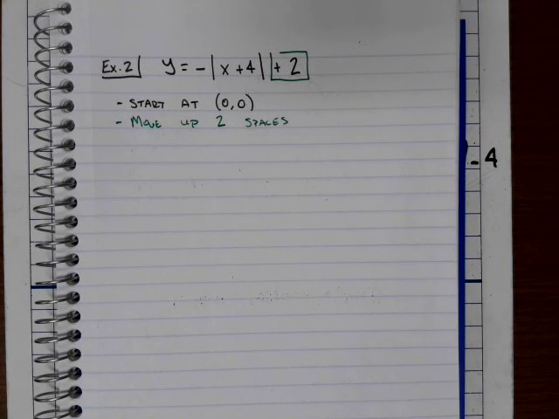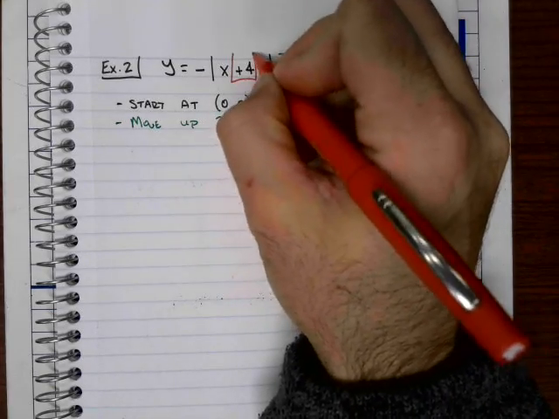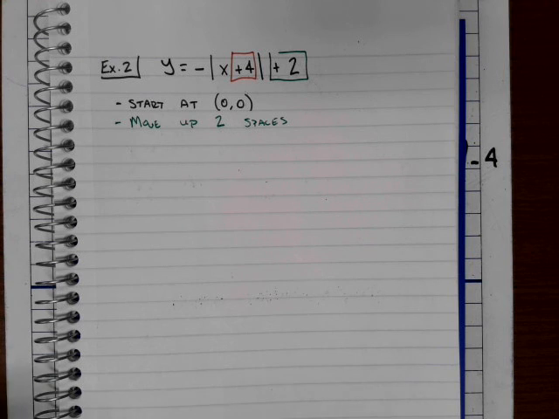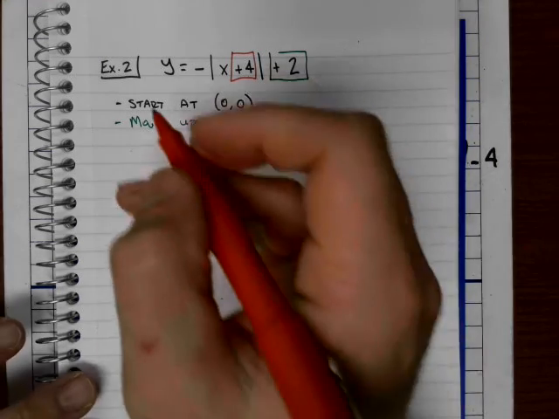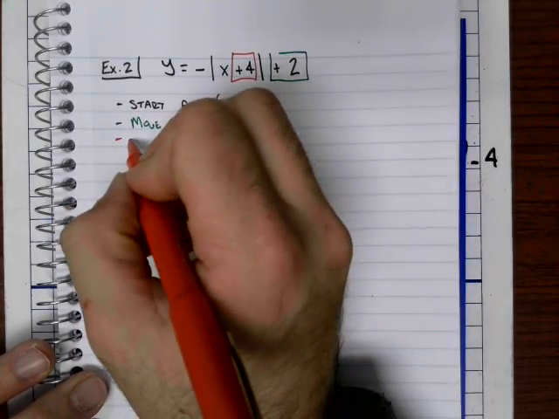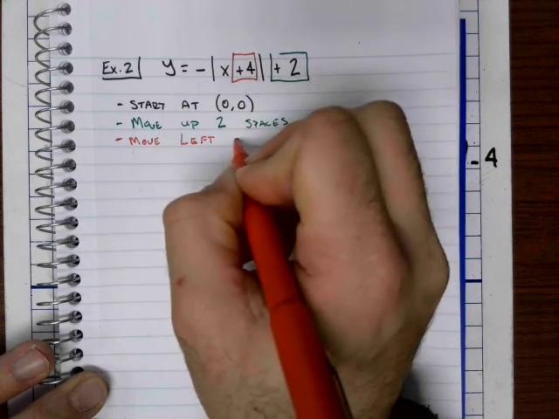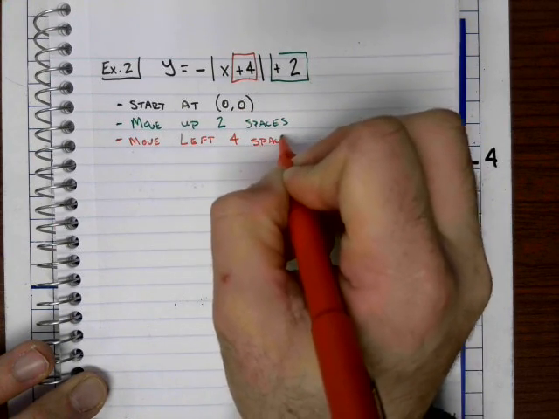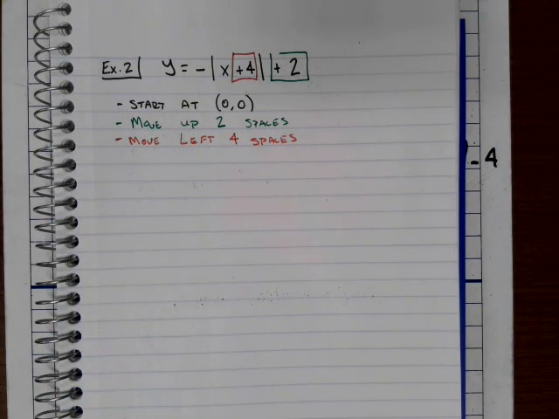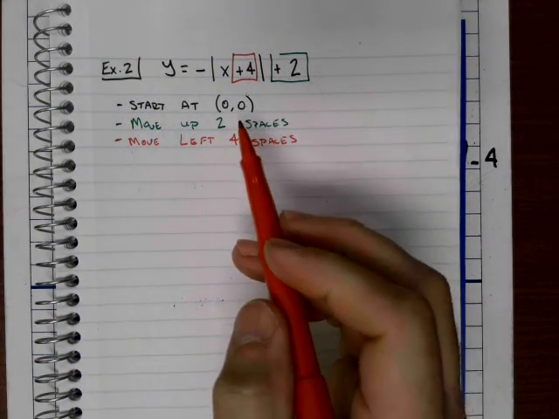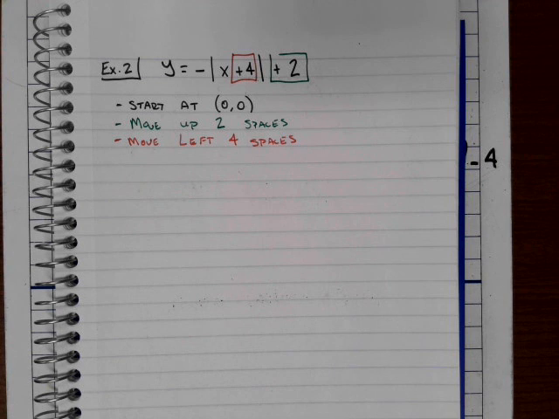All right. My number inside of here tells me to do what? Well, we've got to think opposite. What's the opposite of plus 4? Well, it's minus 4. Okay, so minus 4 tells me to move left 4 spaces or units. So we're going up 2, left 4. Our graph is starting here. Nope, not quite.